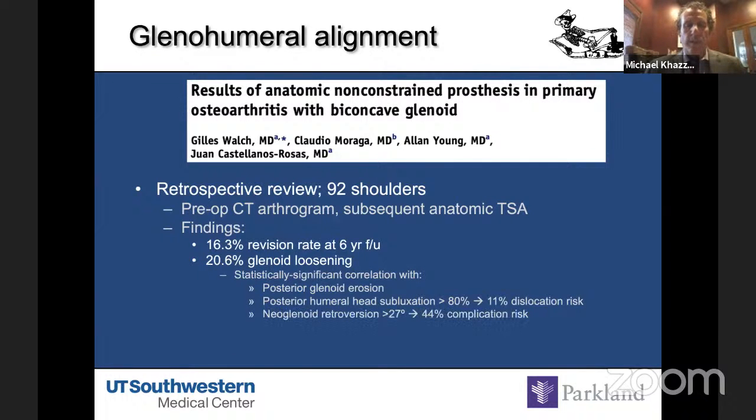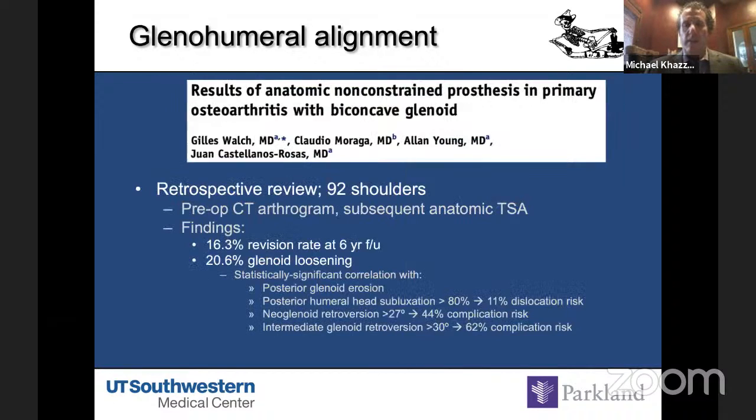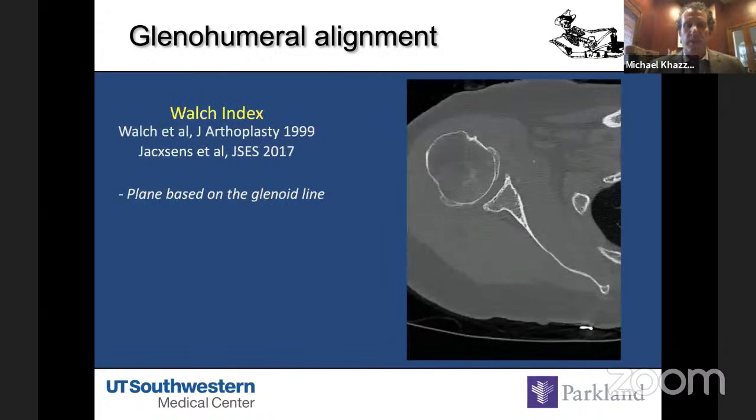These were with neoglenoid retroversion of greater than 27 degrees, which was correlated with a 44% complication rate. Intermediate glenoid retroversion of greater than 30 degrees had a 62% complication rate. So it's important to correct both the posterior humeral subluxation as well as erosion and retroversion, as we've described.